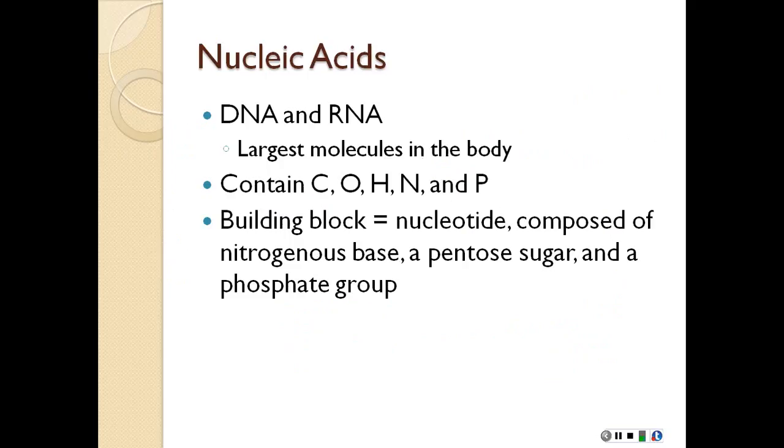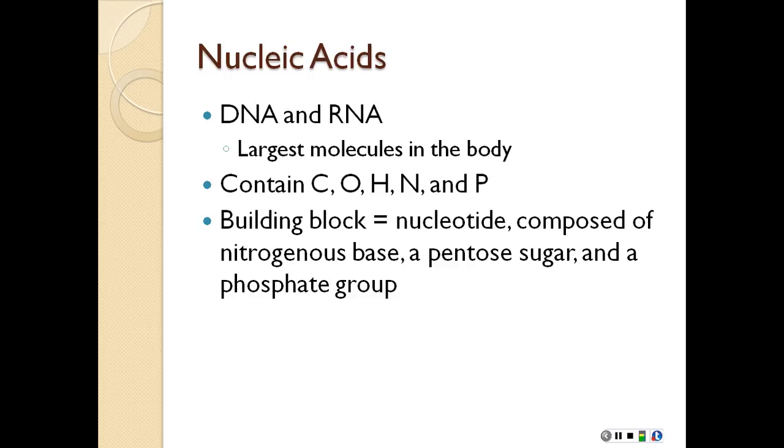Nucleic acids are DNA and RNA. These are the largest molecules in the body. And DNA is located where? Right, in our cells' nuclei. So nucleic acids also contain carbon and hydrogen, but also include oxygen, nitrogen, and phosphorus. The building blocks of nucleic acids are nucleotides. And you should know what a nucleotide is composed of.